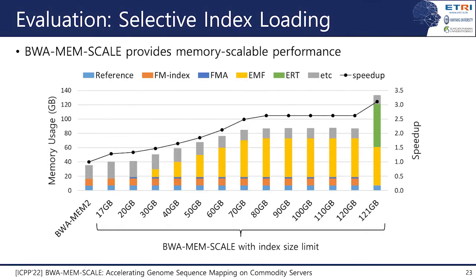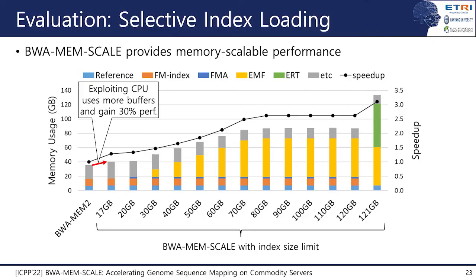The second evaluation shows the effect of a selective index loading scheme. In this graph, the x-axis shows the baseline and the index size limit for BWA-MEM-SCALE. For example, 70 GB means that the total memory capacity for indices of BWA-MEM-SCALE is limited to 70 GB. The y-axis represents the memory usage of the execution. Now the colors indicate each index. The graph also shows the speed up compared to the baseline as before.